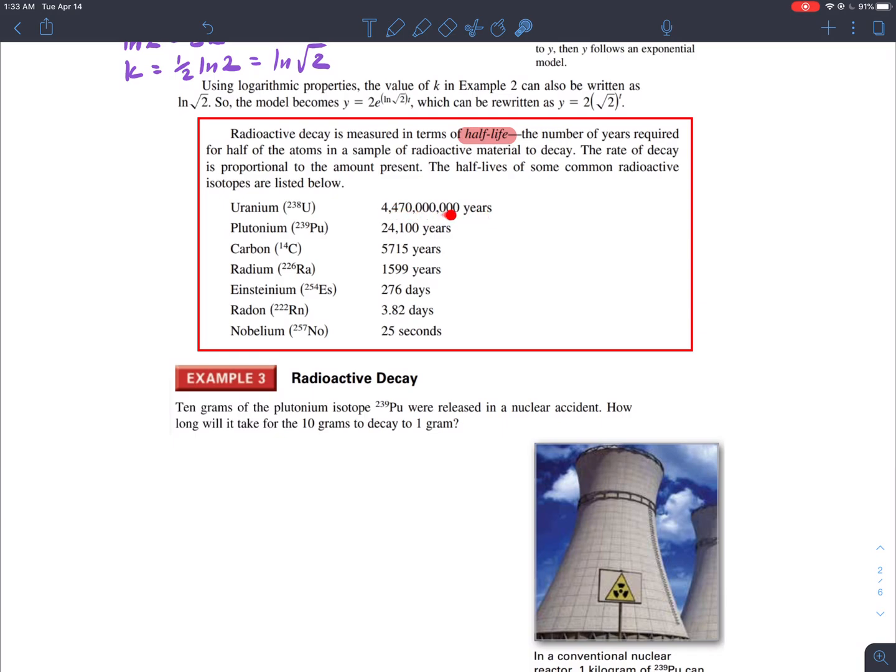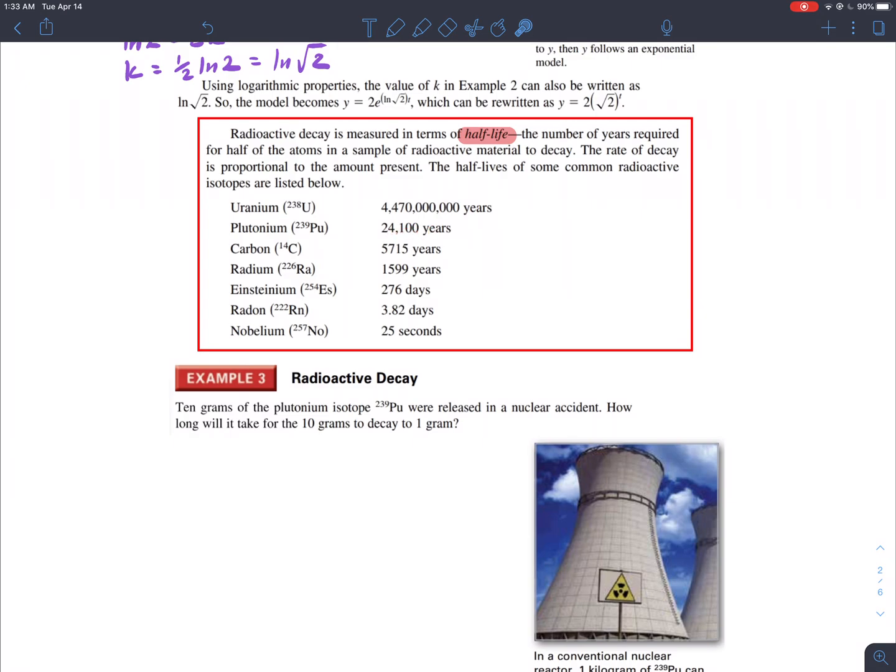4.47 billion years for uranium to be cut in half. What it means is if you started with 100 grams of uranium, by the way, 100 grams of uranium would be enough to kill pretty much anything in the city of Houston if it was to be released into the air. But if you had 100 grams of uranium and 4.47 billion years passed, then that 100 grams would be reduced to 50 grams. It takes that long for it to be reduced by half.